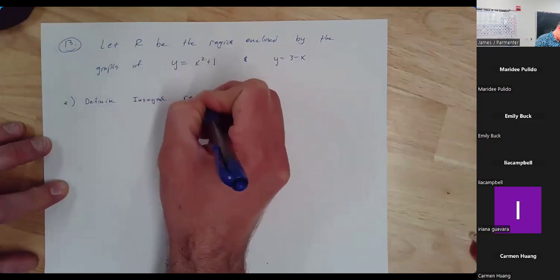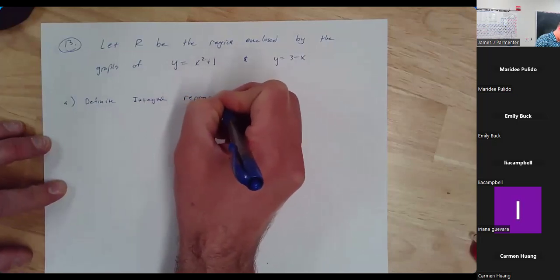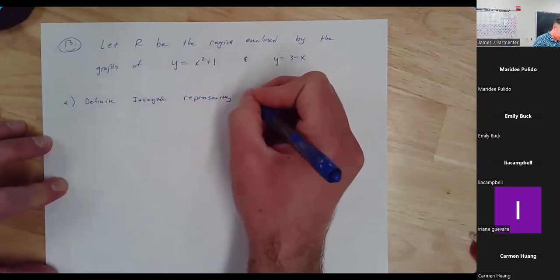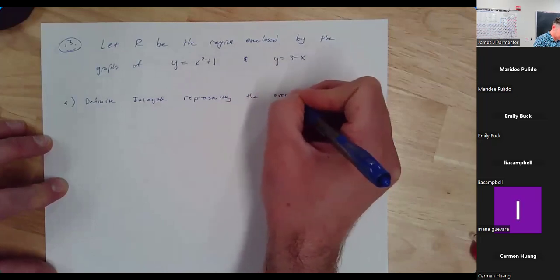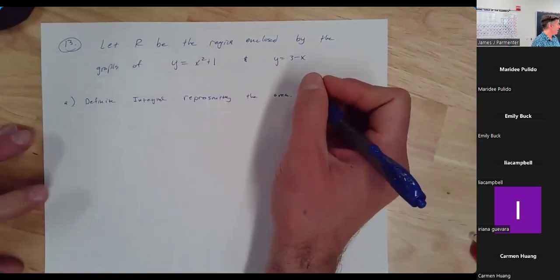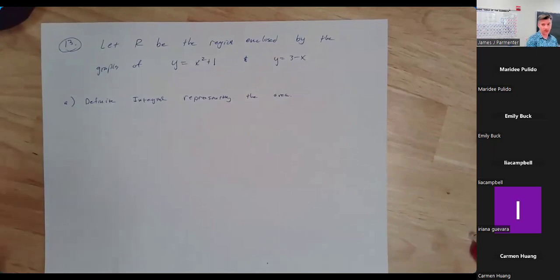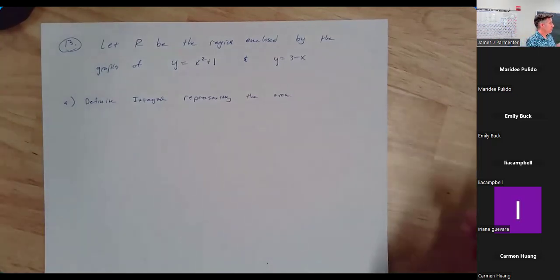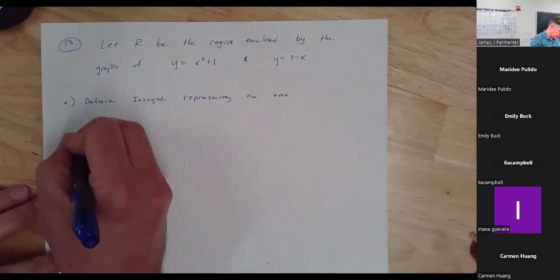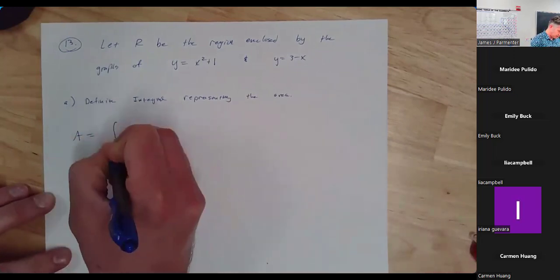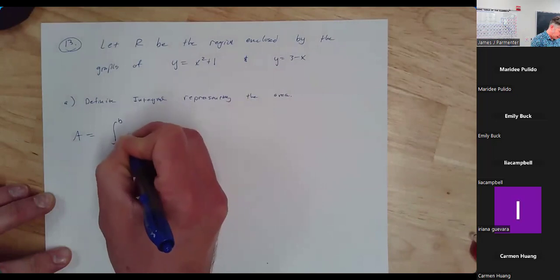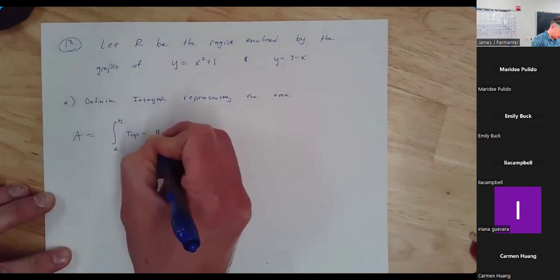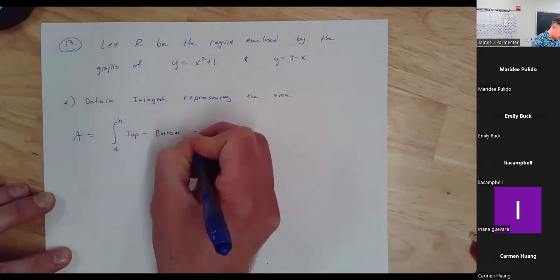And I'll say for the area, you probably don't need to draw the picture. But it's going to be useful to draw the picture for the volume part. I'm not going to draw it right now though, because I want to show you how to do it without drawing the region. So the very general idea here is that the area is going to equal the integral from some a to some b of the top function minus the bottom function, dx.